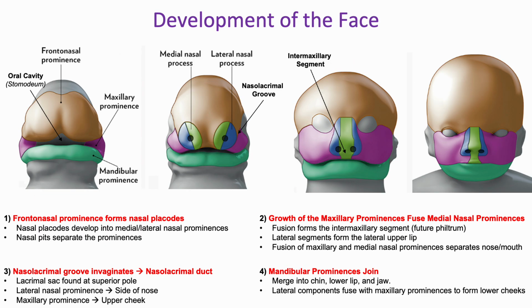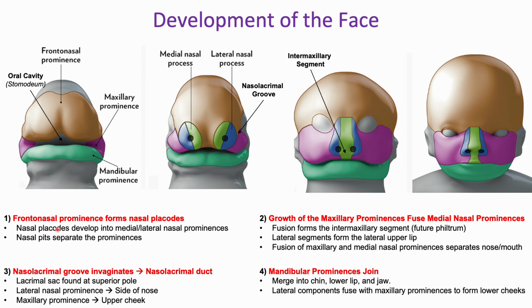So in the actual process of the development of the face, there's a couple of things that are happening. So really just starting at the baseline, remember we have 5 facial prominences. We have our frontonasal prominence, we have our maxillary prominences, and we have 2 mandibular prominences that are coming together. Those are all surrounding the oral cavity, which you might also see referred to as the stomodeum. Okay, so these are different prominences that we have initially.